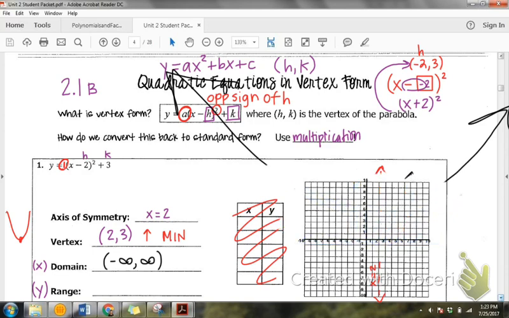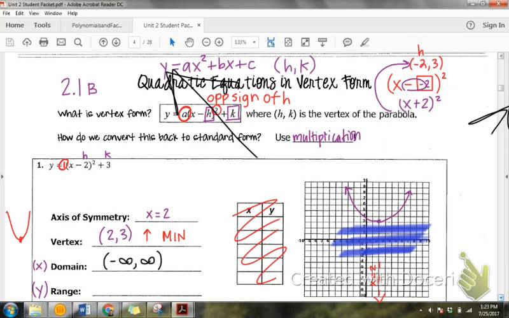Okay, let me back this up, and I want to talk about your range here. So at 2, 3, we already talked about our domain. What is our lowest y value, though? If I think about this negative 2, is it touching the y-axis anywhere? What about at 0? What about at 2? Where does your parabola start touching the y-axis? At 3, right? That's the lowest that the parabola comes down to on the y-axis, is 3.